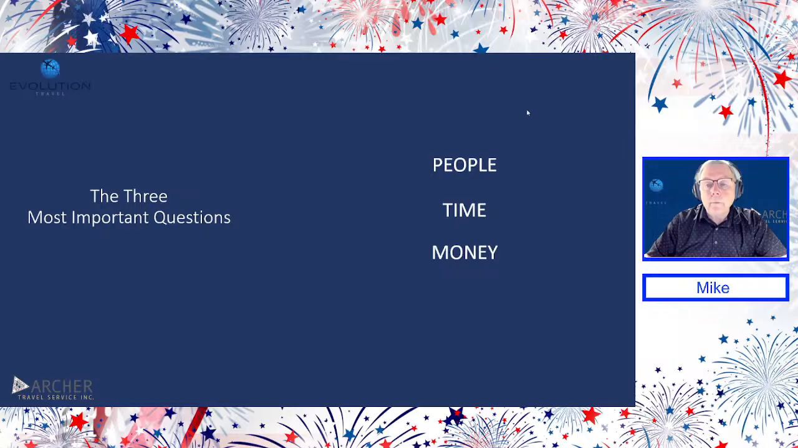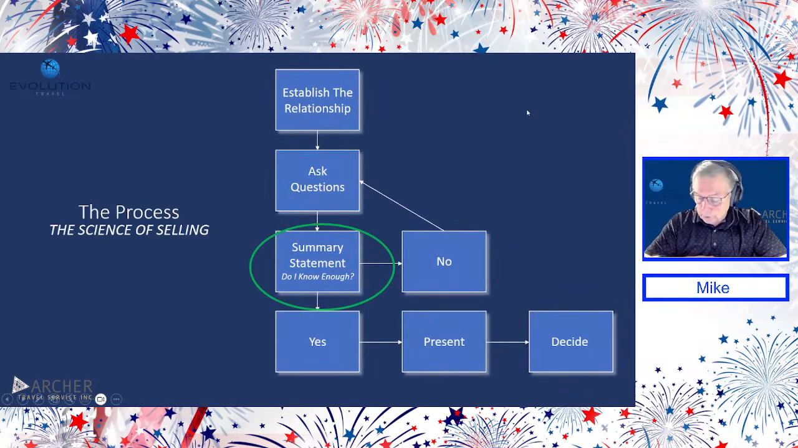All right. So now head over to page 23. So we've talked about the process. Here is the science. We've established a relationship. We've asked the questions. Now, here is, hold on a second. All right. This is not in the manual, but go down to where I've circled the summary statement. I want you to circle that.